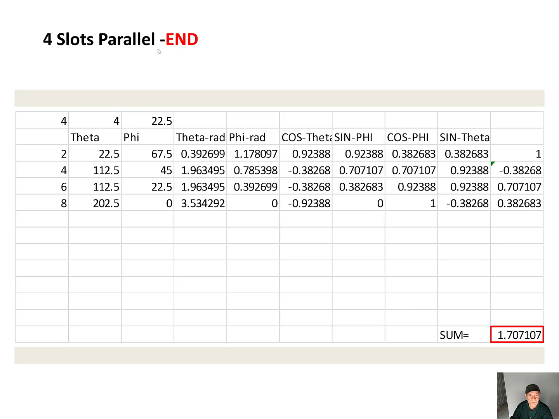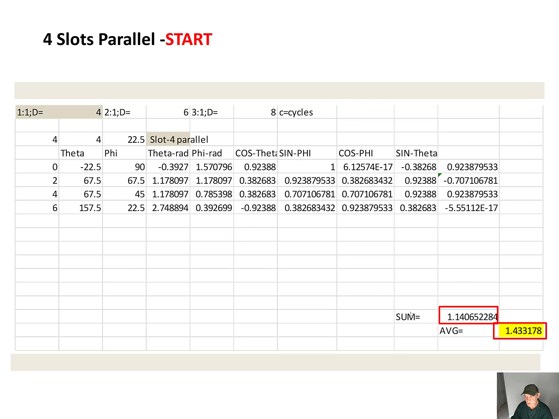and 4 slots parallel with the conductor on the end position, and the slot effects came to 1.7, but the average came to 1.433.